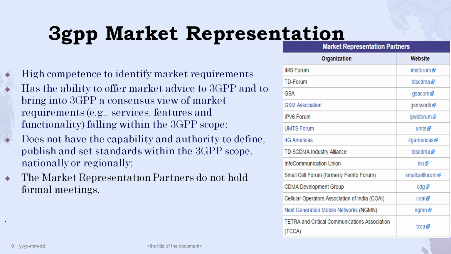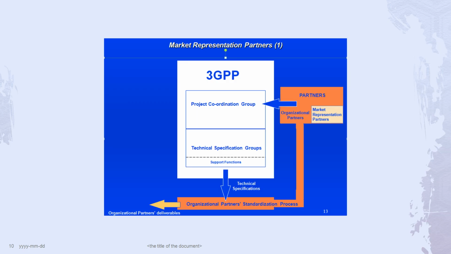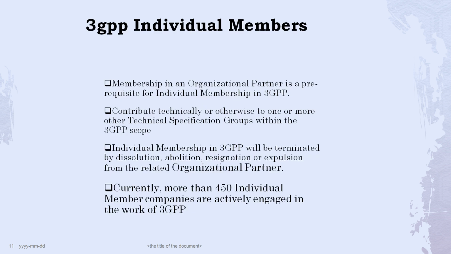On the table on the right, you can see the different MRPs. There are several of them. Another slide shows that the MRPs don't have authority to set standards, but they can advise the OPs. They're also part of the standardization process from the beginning until the end. And then we have the regulators, governments as well.